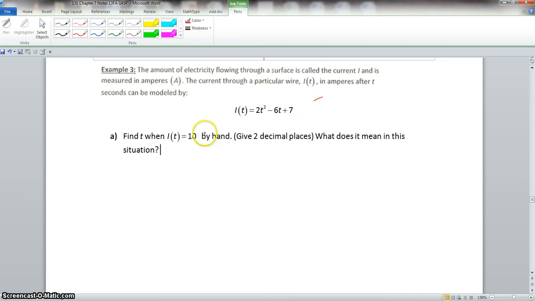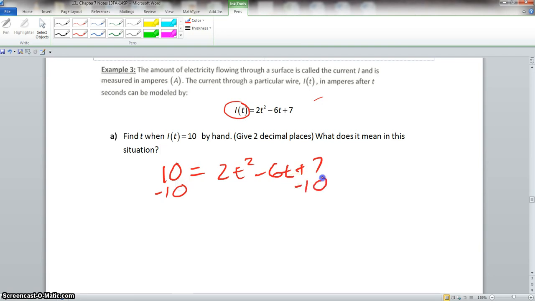Okay, so we have this formula. It says find t when I of t is equal to 10 by hand. Give 2 decimal places. What does it mean in this situation? So if I of t is equal to 10, we would take this formula and change I of t to 10. So 10 is equal to 2t squared minus 6t plus 7. Now, we can subtract 10 on both sides. And we will have 0 is equal to 2t squared minus 6t minus 3.